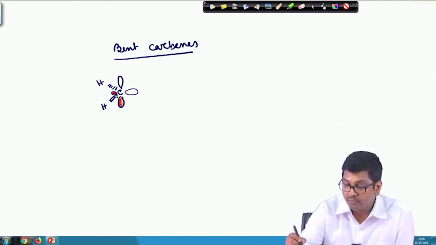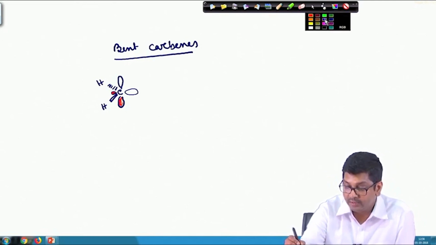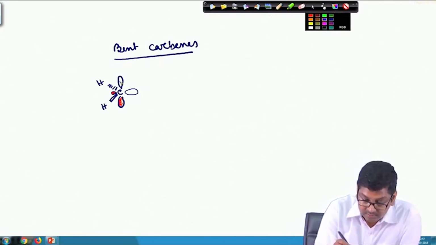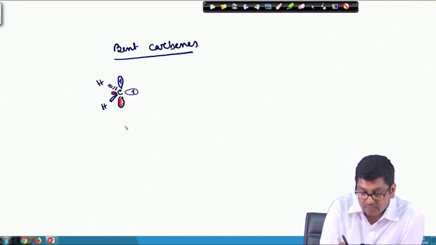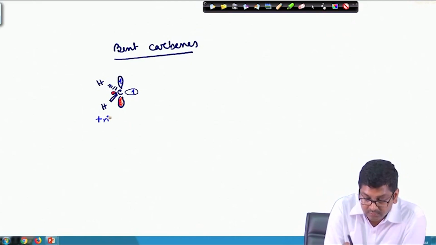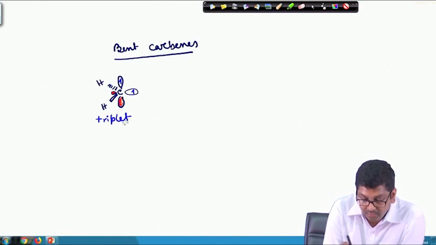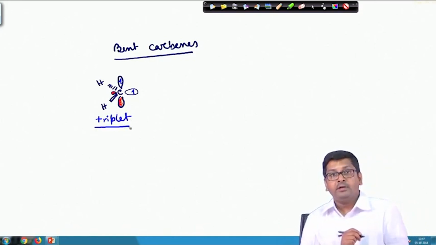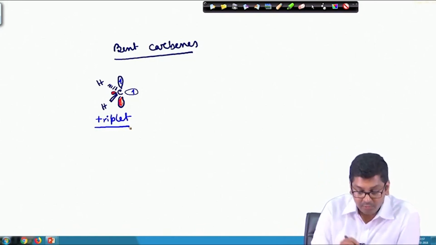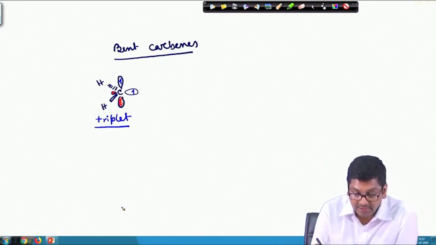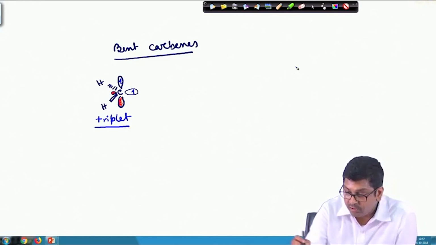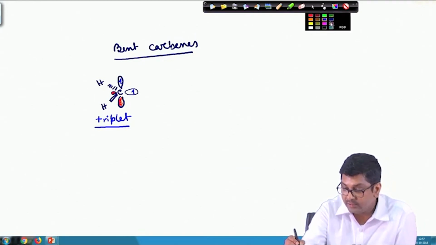Okay. Now, we can give the electrons. So, this is for triplet carbene. We have already drawn this. Now, we will draw again the singlet one.